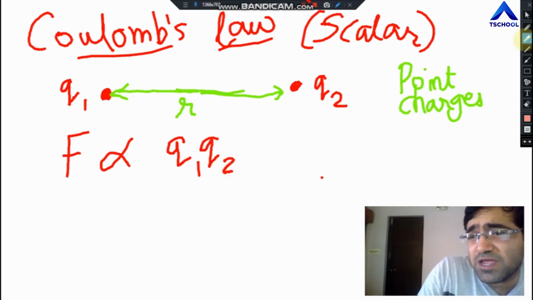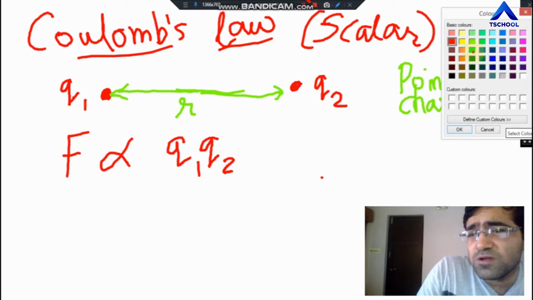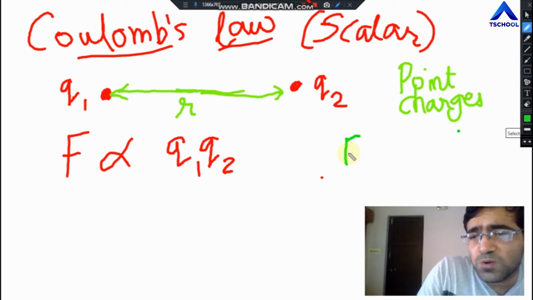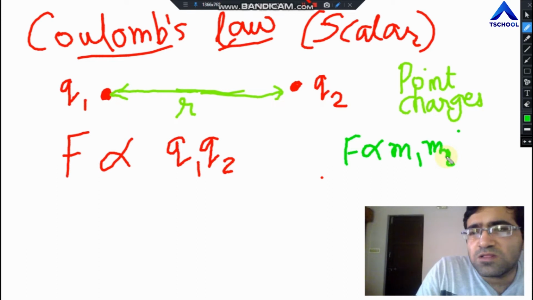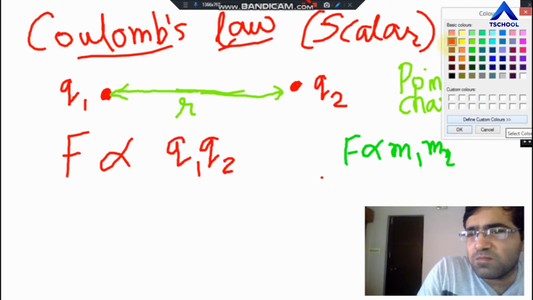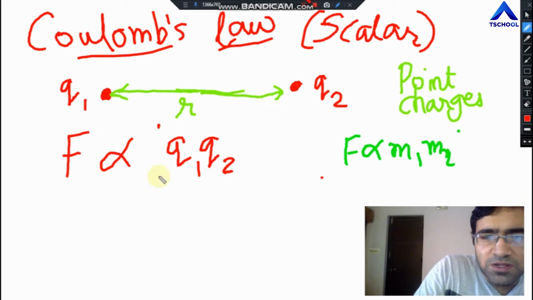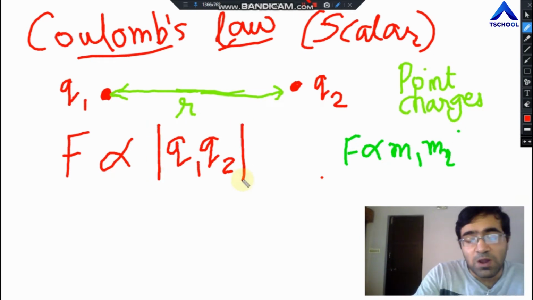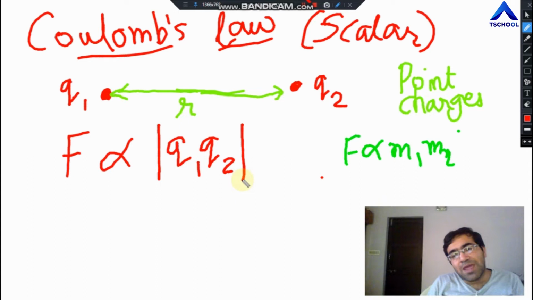This is just like Newton's law of gravitation, which was F is proportional to m1 into m2, right? So we have the same thing here, though I have to make a small change. We should write a modulus over here because charges may be negative, right? We have considered that there are two kinds of charges, either positive or negative. So because magnitude can't be negative, we must put a modulus over here.